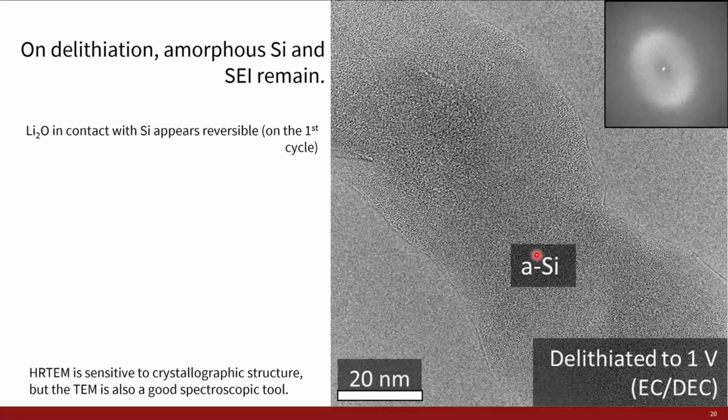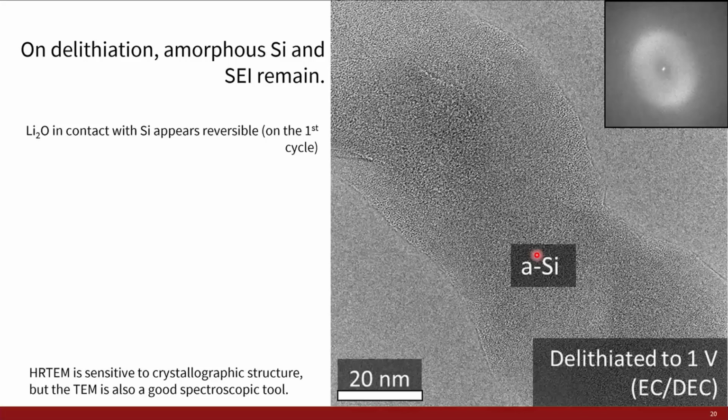If we then delithiate that same sample, or a similar sample, what we see actually is quite surprising. So first off, the lithium silicide will delithiate, resulting in amorphous silicon. And that's well known to happen in the literature. Generally, after the first lithiation, the crystalline silicon structure is destroyed, and you're only left with amorphous silicon.